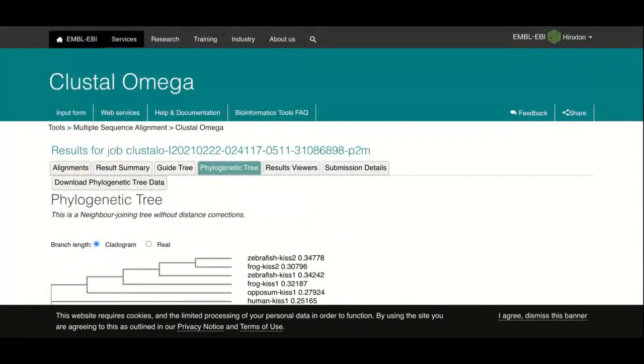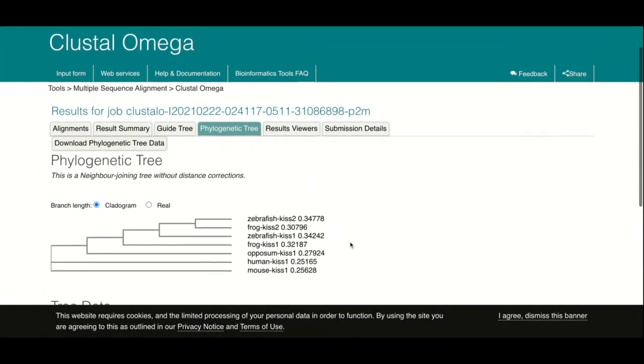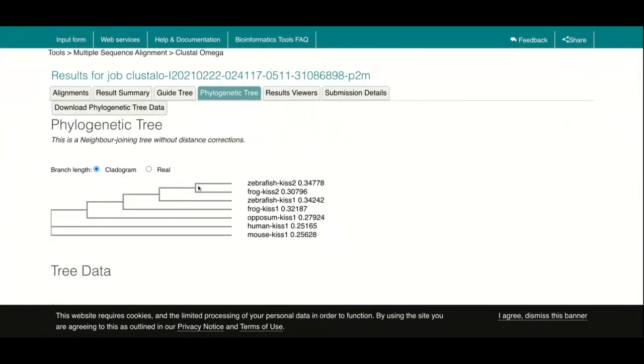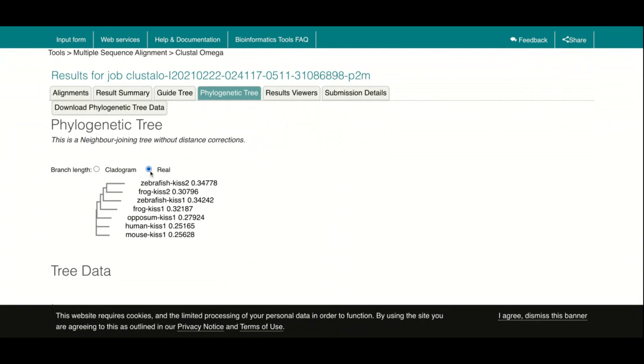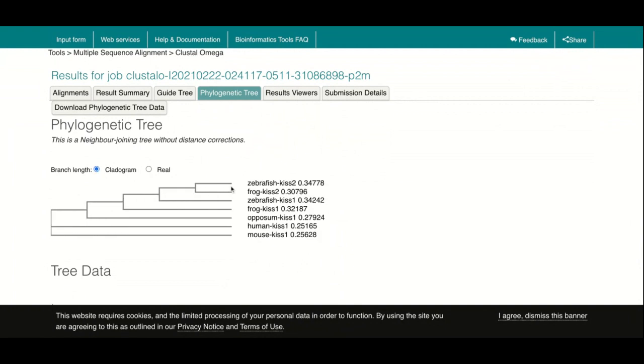Let me look at the question again. That's question 6. Yeah, look at the phylogenetic tree. And we're going to leave the branches as cladogram. You're going to learn what that means. But I can already tell you that that would not necessarily mean that this length carries meaning of genetic distances. If we did real, then that more reflects how far they are from each other. But the cladogram, sometimes it's just easier to follow the phylogenetic tree.